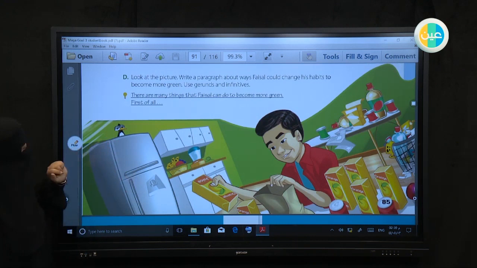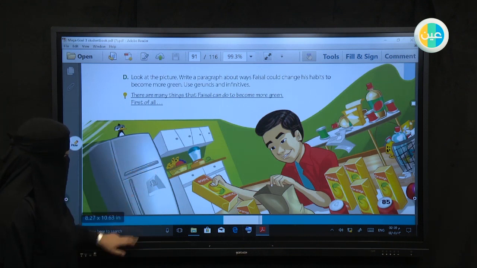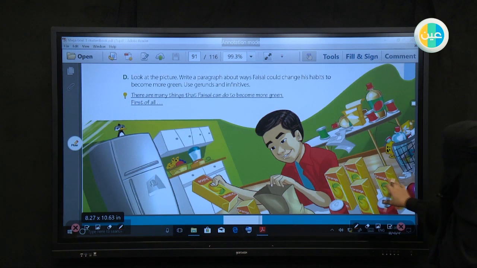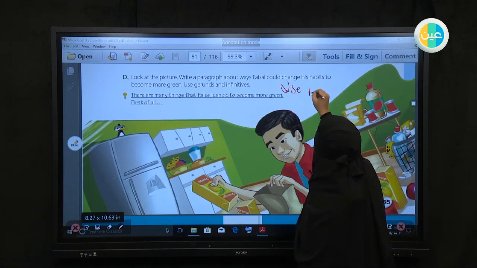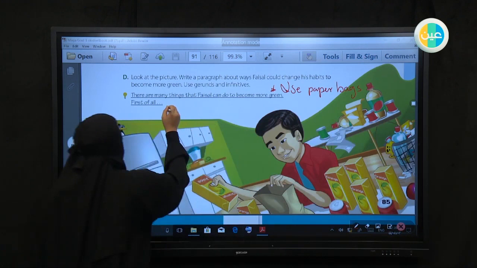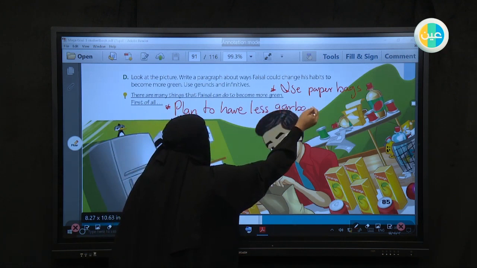What are some of the sentences that you can actually say to give Faisal an idea about what he can do? For example, let's see. Oh, he has a lot of garbage here. Oh, he has a lot of groceries. You can tell him to use paper bags. That's one. Okay, number two. Plan to have less garbage. So the plan هنا هتاخد the infinitive اللي هو to.